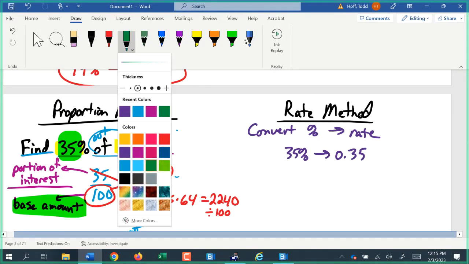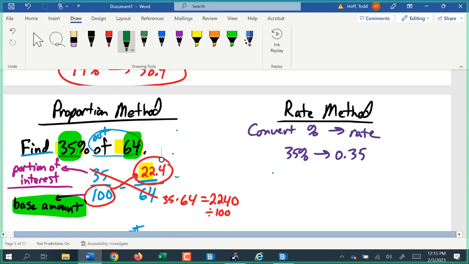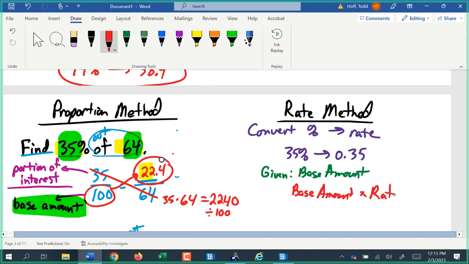Next, the next step depends on what we are given. Here we are given the base amount. So since we're given the base amount, our calculation is the base amount times the rate. So we take that base amount of 64 times the rate of 0.35. That gives us 22.4. Now that might seem like it was simpler and quicker and easier than the proportion method. And for this problem, it was.